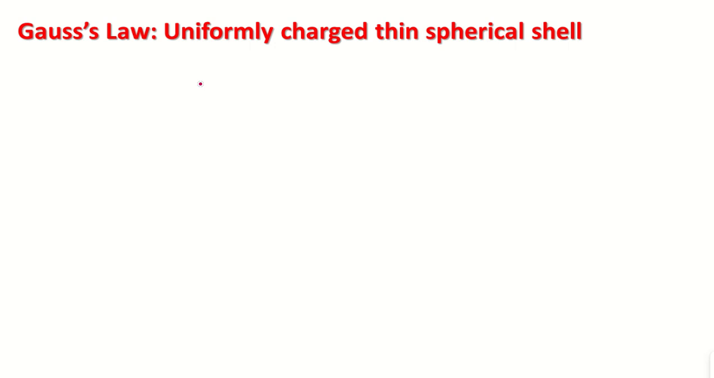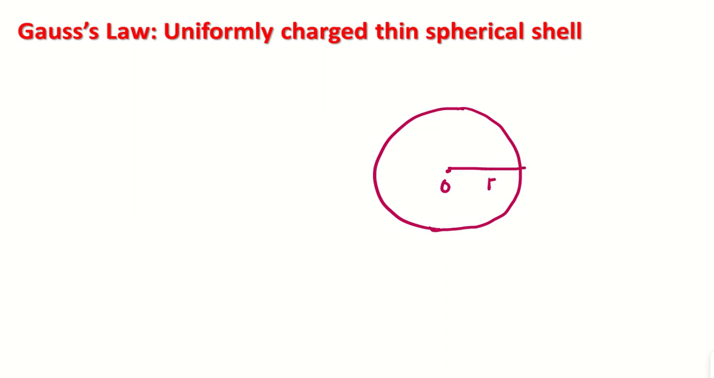Dear students, let's derive the electric field due to a uniformly charged thin spherical shell. So, a thin spherical shell is there. Center is O, radius is R, and uniformly charged. For example, positive charge, uniformly charged. It creates an electric field everywhere, which is radially outwards.